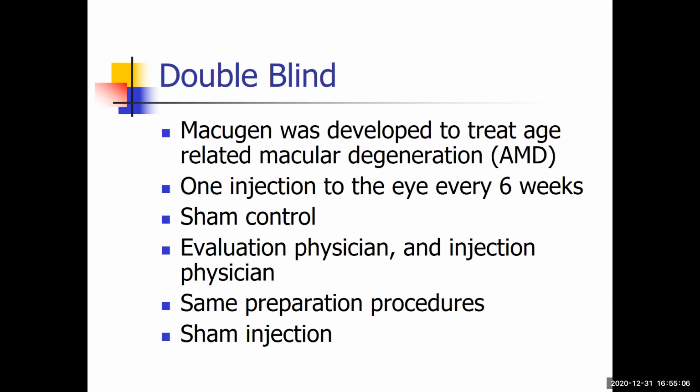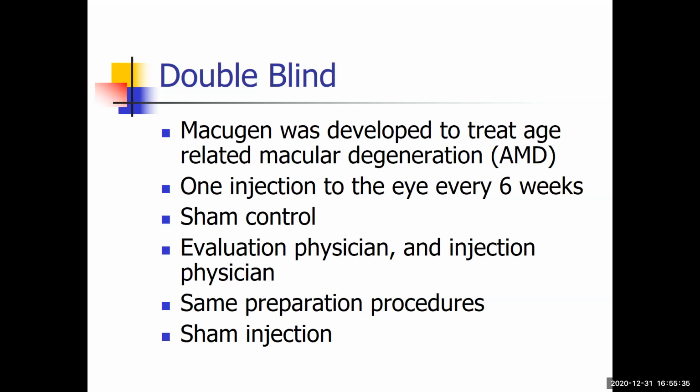So we're going to have an evaluation physician and an injection physician. The evaluation physician does the evaluation for the patient, the primary and secondary endpoints, and all those kinds of things. The evaluation physician is blinded, but the injection physician is not blinded. So the injection physician will have to do the sterilization and all those preparation procedures for the study eye.